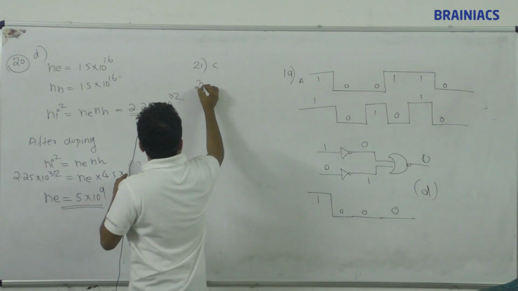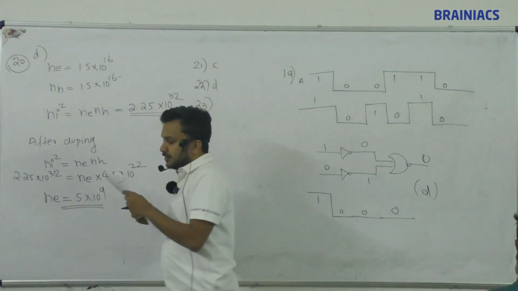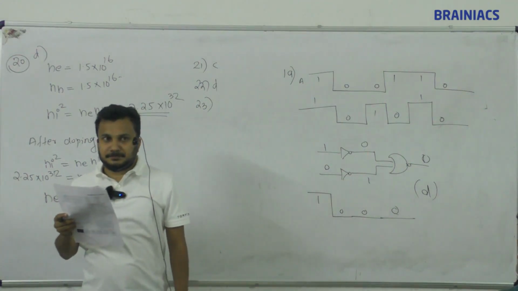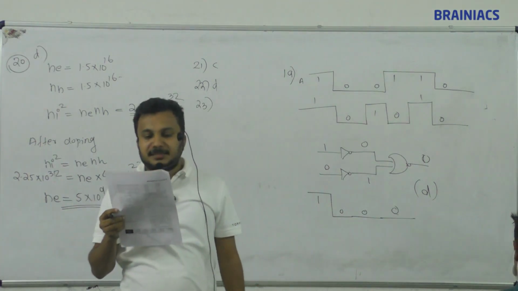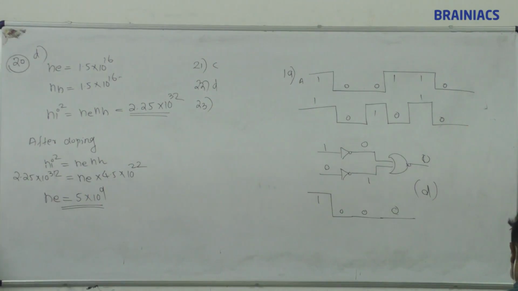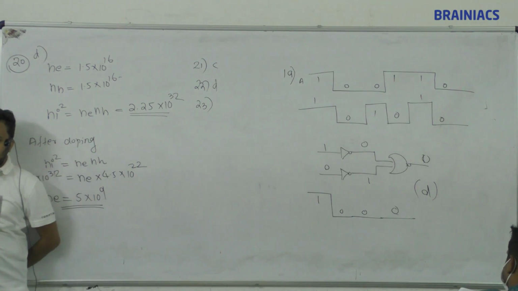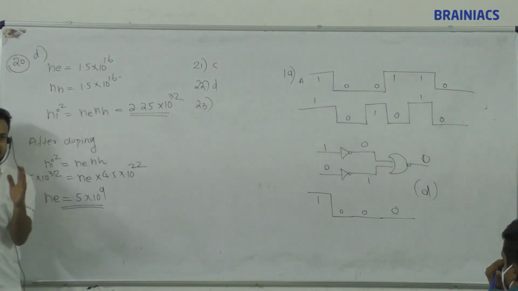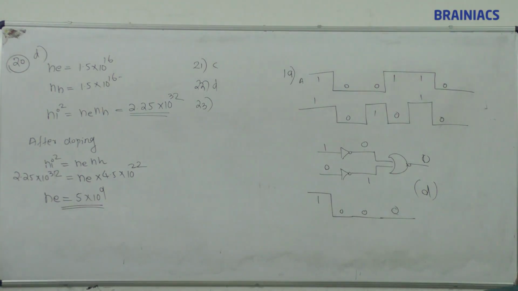23. If a PN junction diode of depletion region width W and barrier potential V0 is forward biased, then what happens? In a forward biased diode, both sides crunch, so W decreases. What will happen to the barrier potential? That also decreases. The depletion region width also decreases. So 23 answer is D.